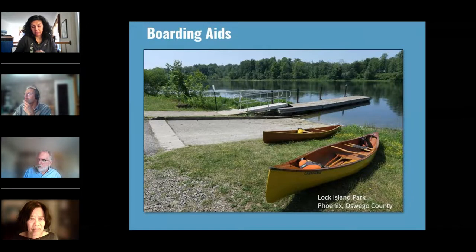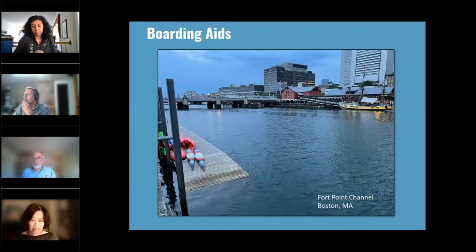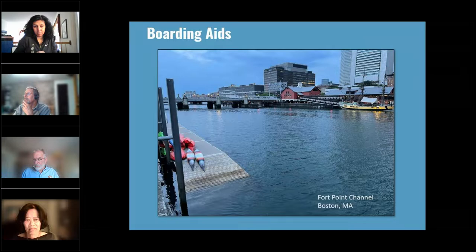And what do you do in deep water? Well, here's an example that's not on the canal. It's in Boston Harbor, but it's a floating dock with a ramp on it. The ramp essentially is an artificial beach that goes into deep water. The floating dock rises and falls with the tide. This photo happened to be taken at extremely low tide, but you get the idea.